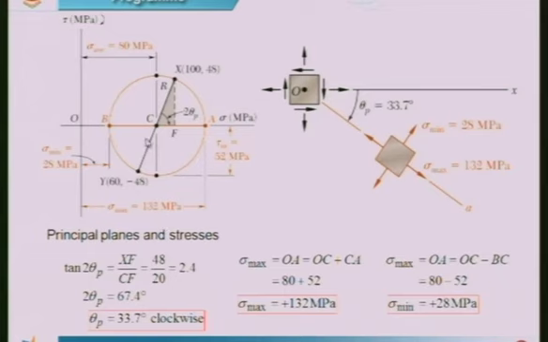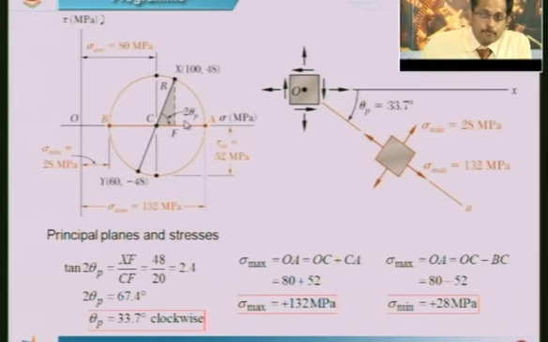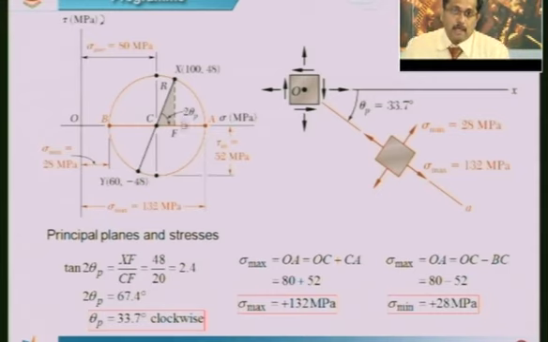So, 2 theta p corresponds to the principal plane. This is what we have, the stress block, 2 theta p. To get that, tan 2 theta p equals XF divided by CF. If I do that, I would get 2.4. So, 2 theta p corresponds to 67.4 and theta p corresponds to 33.7, measured clockwise, because we are measuring it from this axis in the clockwise direction.